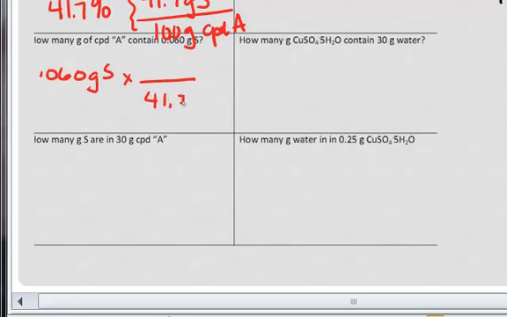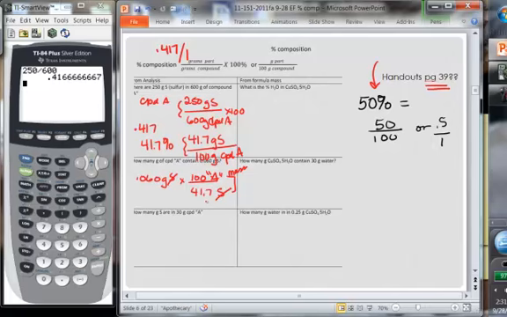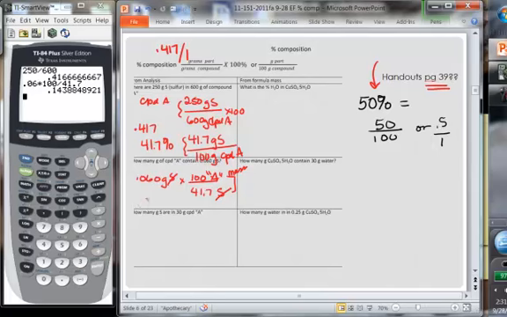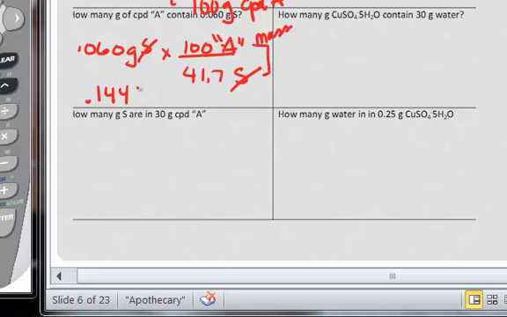Well, you know that there are 41.7 grams of sulfur in every 100 grams of compound A. That allows you to cancel the sulfur. This is a mass percent, so the units in that cancel out, and they are mass units. So doing this mathematically, you would have 0.06 times 100, and then divide that by 41.7. And your answer is 0.144 grams of compound A.